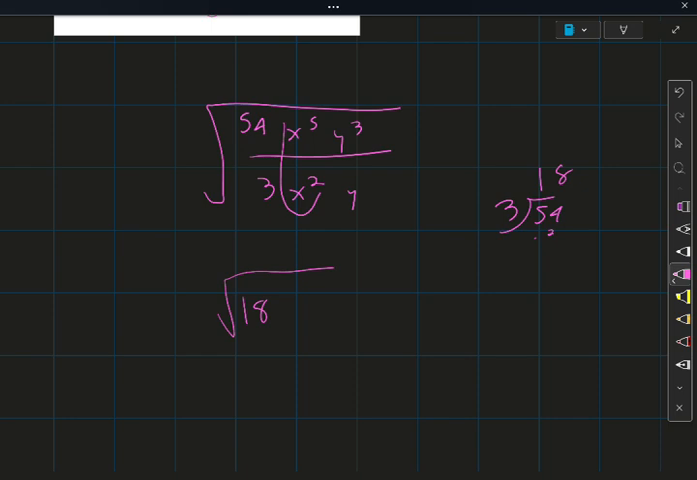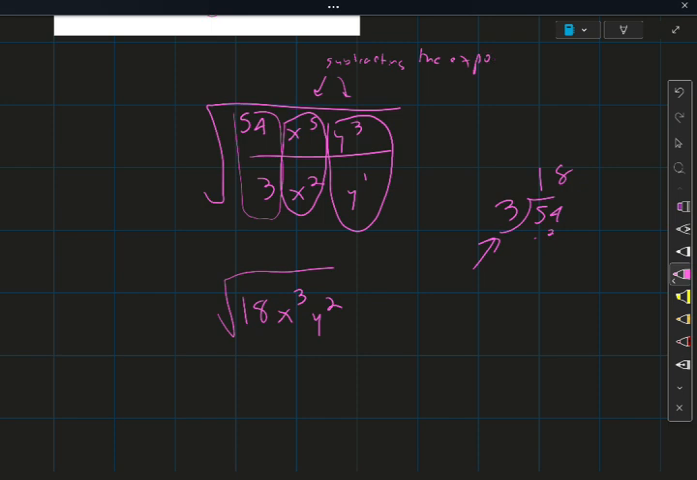And then we have x to the fifth over x squared. Remember, we're subtracting in this case. So 5 minus 2 is 3, so that's x to the third. And then y to the third over y to the first is going to be y squared. So don't forget, if it's just a coefficient, I'm dividing like I just did. But when we have powers with the same base, we subtract the exponents. Remember, I could do that because we had the same base.